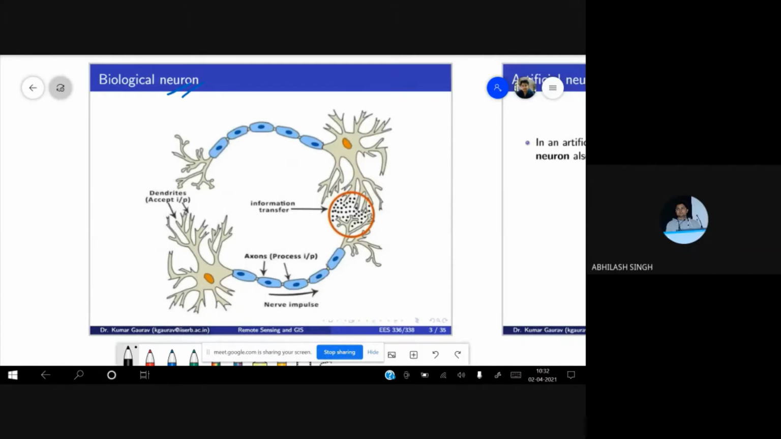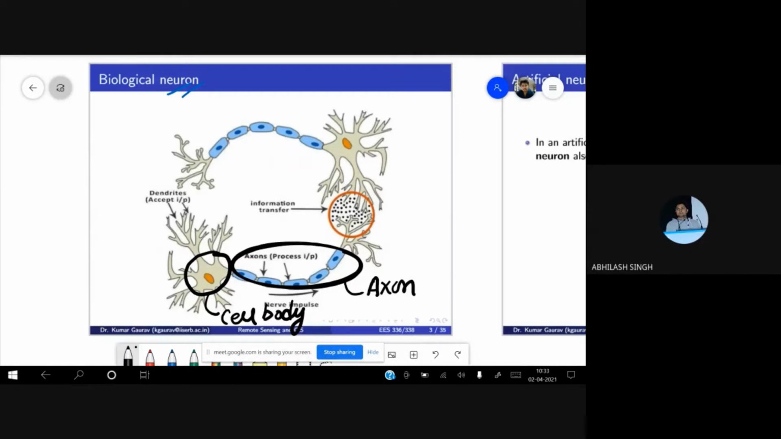Any neuron basically consists of three parts. One part is your cell body, which carries your genetic information. The second part is your axon. Axon is your tail-like structure which allows a biological neuron to transmit electrical and chemical signals.